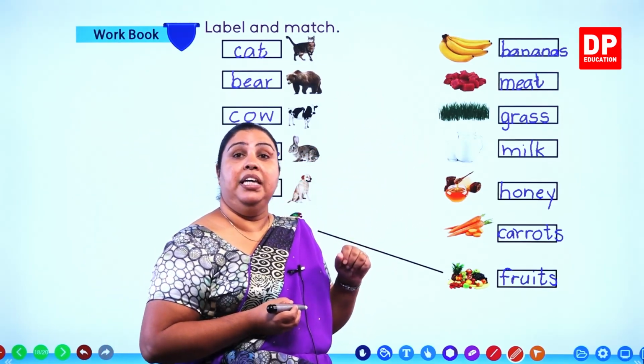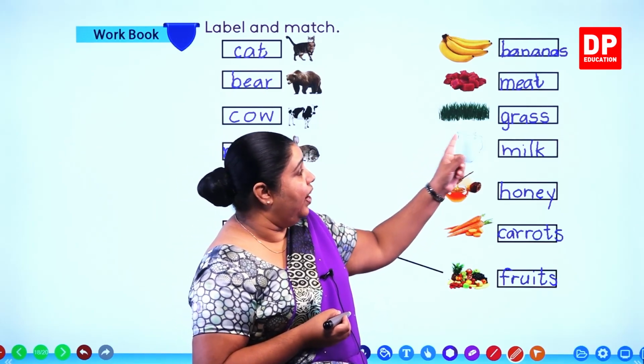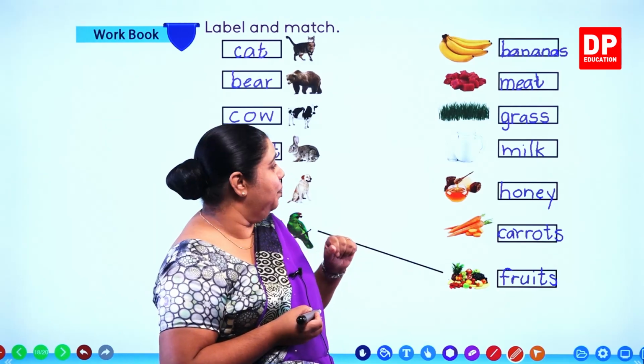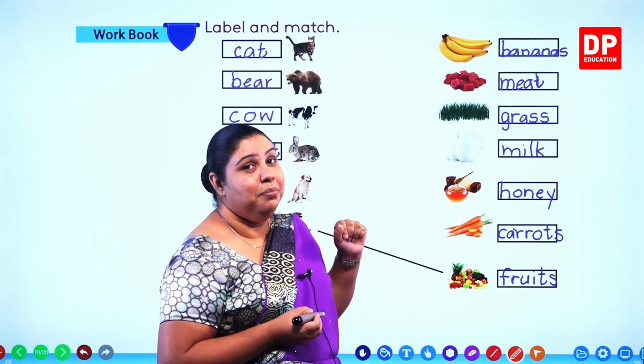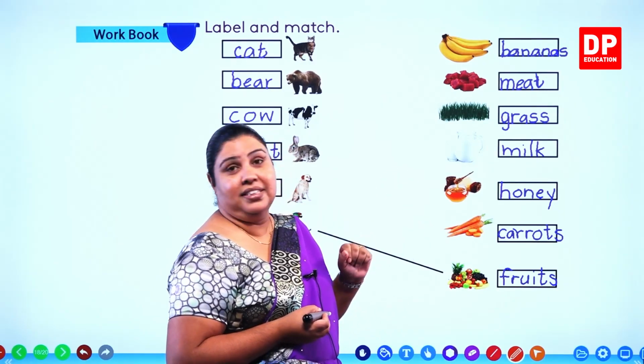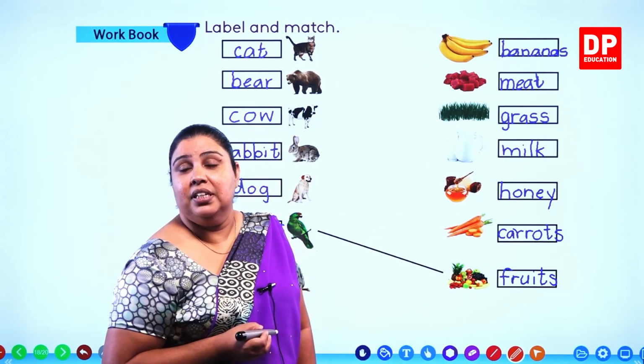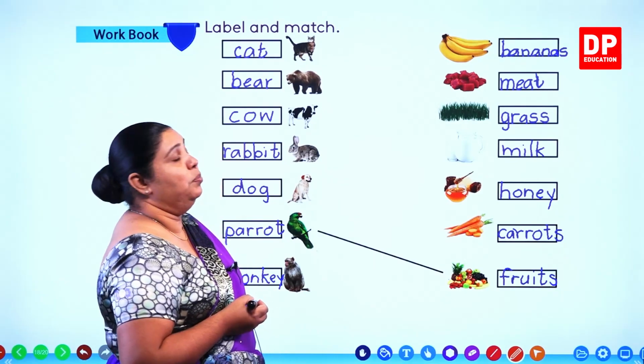First one, bananas. Then we have meat, grass, milk, honey, carrots, and then finally we have fruits.